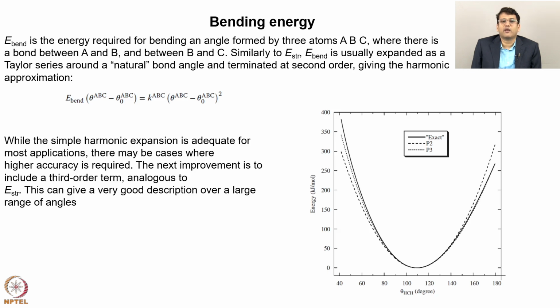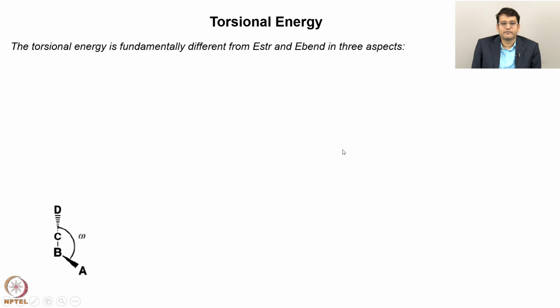While the simple harmonic approximation is adequate for most applications, there may be cases where higher accuracy is required, and the next improvement will be to include a third order term, analogous to E stretching. And if I go to this third order term, it generally gives a good description over a large range of bond angles. Even away from the natural bond angle, they are generally good.